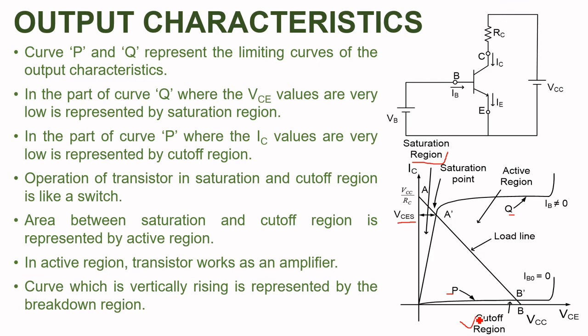When we are using our transistor only in the saturation region and the cutoff region, then in that case we call that operation a switch. The area between the saturation region and the cutoff region is represented by the active region. So this complete area in between the saturation region and the cutoff region is represented by the active region. In the active region, the transistor works as an amplifier.